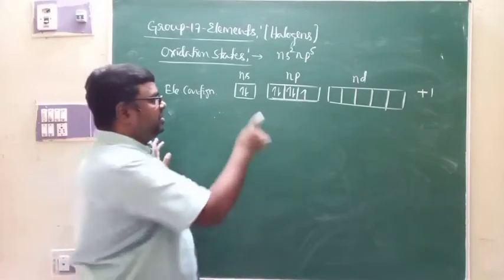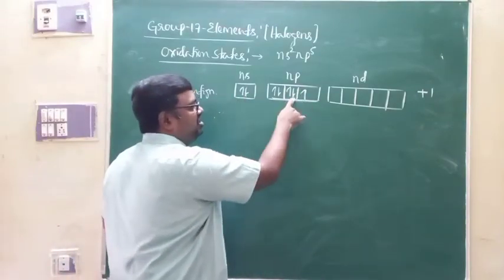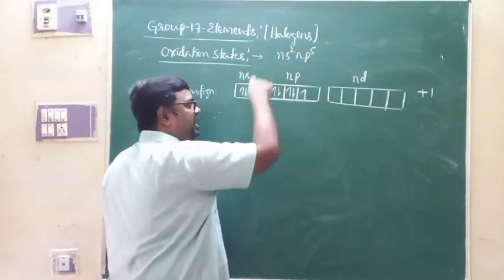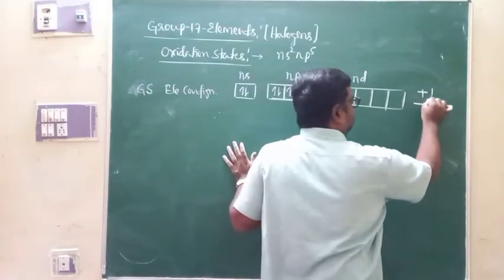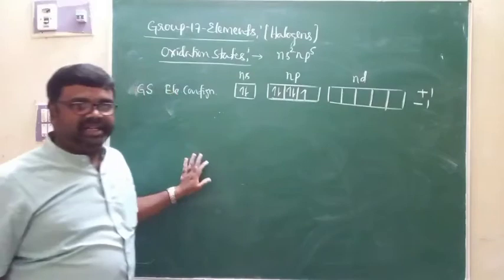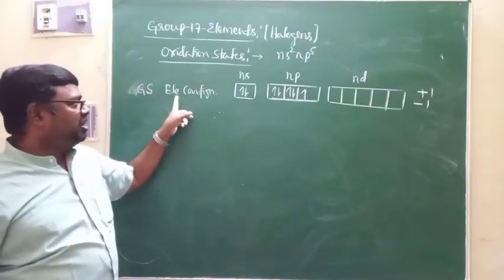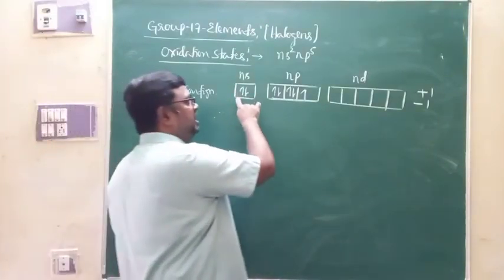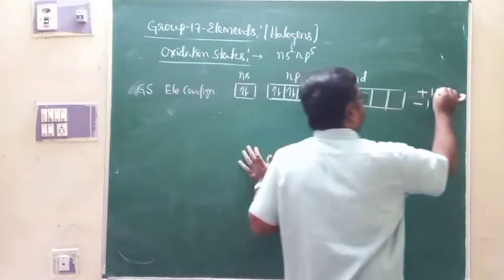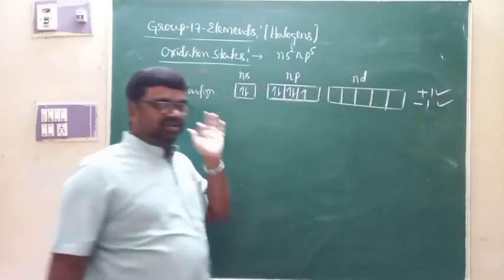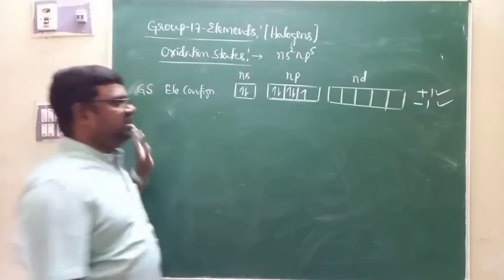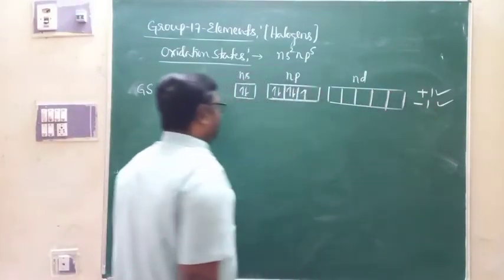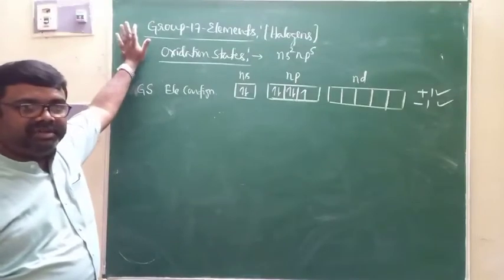Apart from that, there are 7 electrons in the valency shell. After gaining 1 electron, it becomes NS2, NP6 configuration. Because of that, one more possible oxidation state is -1. This ground state electronic configuration NS2, NP5 corresponds to the +1 and -1 oxidation states in the case of group 17 elements.